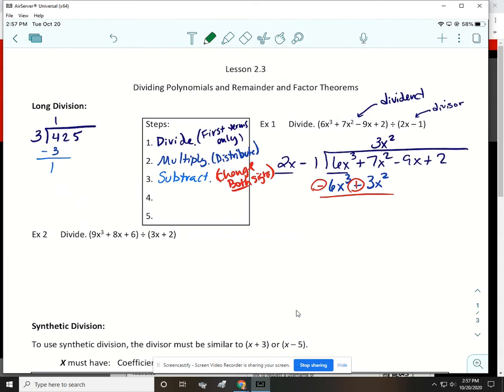All right, so this step, 6x cubed minus 6x cubed is 0. That has to cancel out or you did something wrong. And then 7x squared plus 3x squared is going to be your 10x squared.